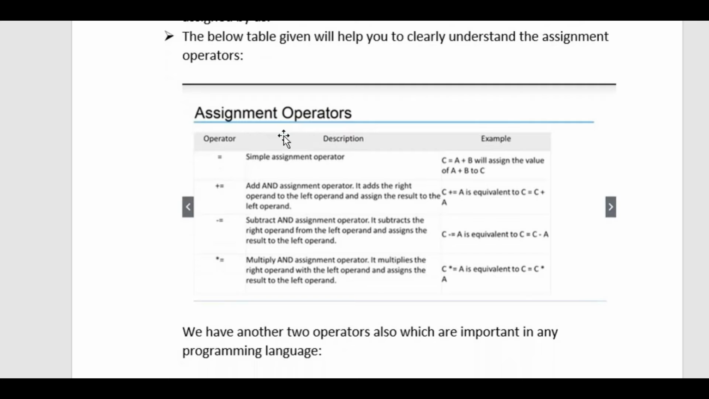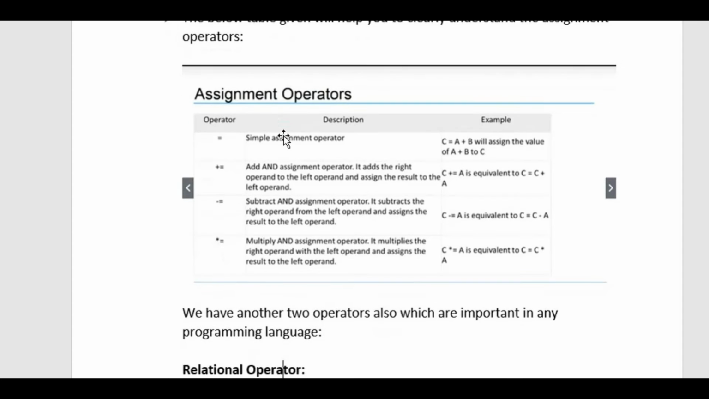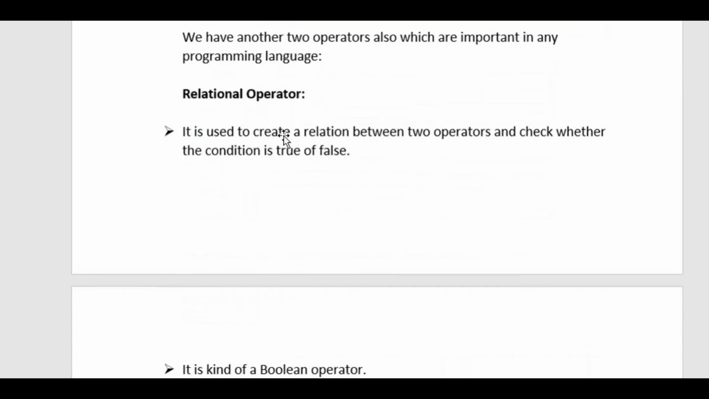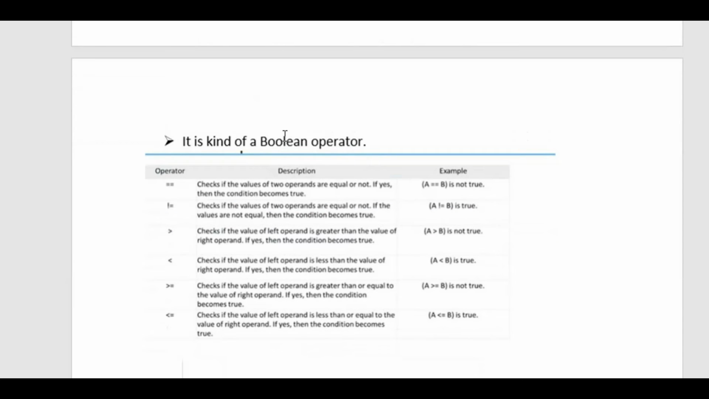We have another two operators which are important in any programming language. One is the relational operator and the other is the bitwise operator. The relational operator is used to create a relation between two operands and check whether the condition is true or false. So it is a kind of boolean operator. This table will give us more clarity for understanding the relational operators.